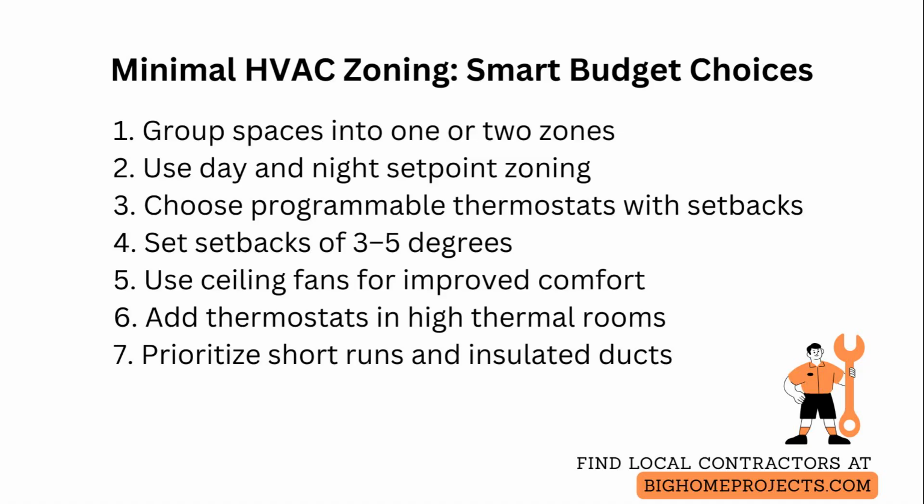without complex ductwork. Choose programmable thermostats with setback schedules and temperature swing settings to prevent short cycling and reduce runtime. Set setbacks of 3 to 5 degrees for heating and cooling when areas are unoccupied. Where possible, use ceiling fans to improve perceived comfort and allow set points to be raised or lowered by a couple degrees, cutting system runtime without adding mechanical dampers.